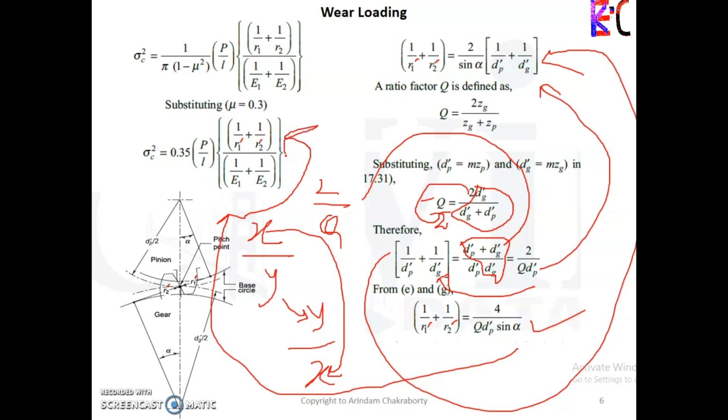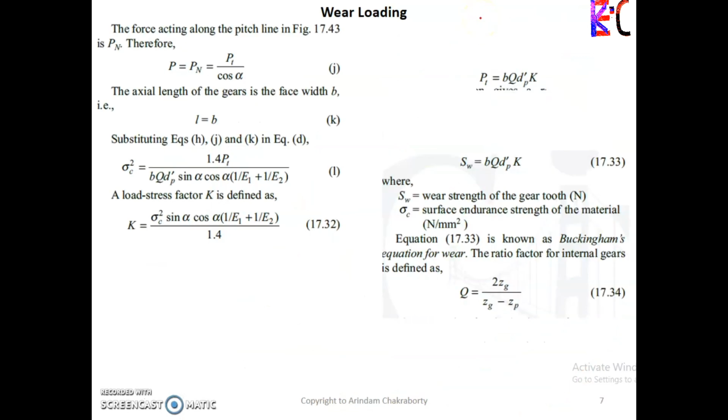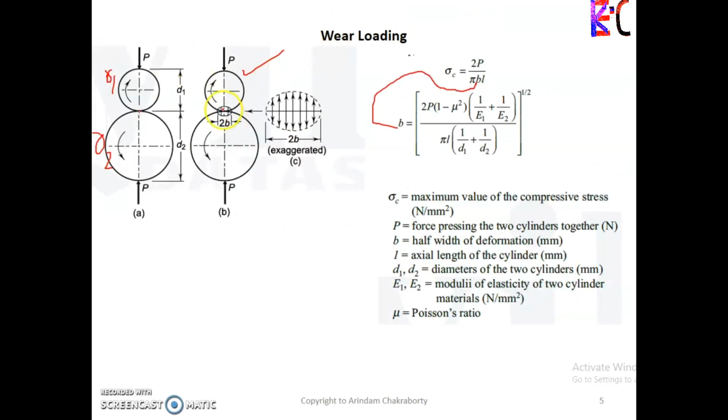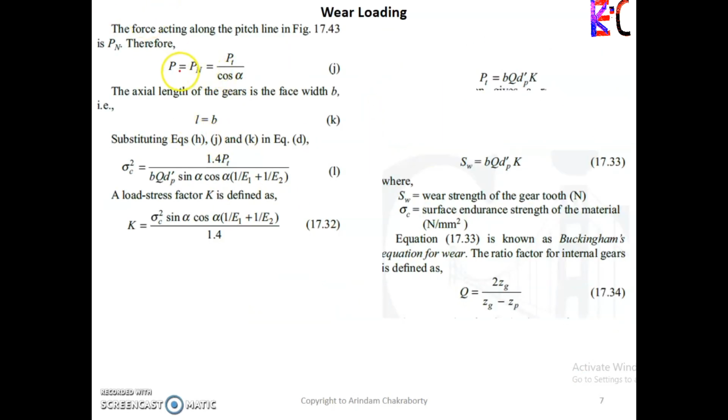Got it? So where have we started? We started with finding the crushing stress or the compressive stress, and we will be ending up with these things. Now let us consider the pitch line force, the force which is acting, considered as a normal force. Why? Because this is considered as a plane surface where a normal force is working. That's why it is represented by Pn. So Pn is equal to Pt by cos alpha.